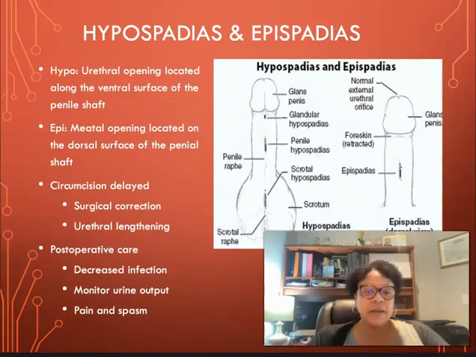Postoperative care for this, basically we want to decrease any chances of infection. We want to monitor the urine output because anytime we mess with the gland or the urethral openings, we have a chance for obstruction. And this does cause some pain and spasms. So for spasms, we want to look specifically at any output changes, and then make sure the child gets pain relief. And usually it's just Tylenol, nothing really strong, because this is usually repaired within the first year of life.